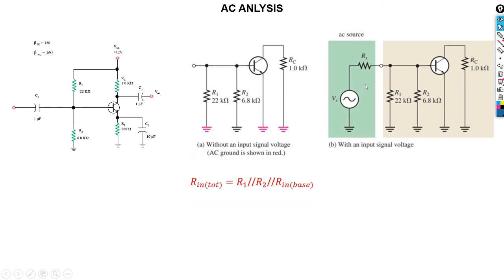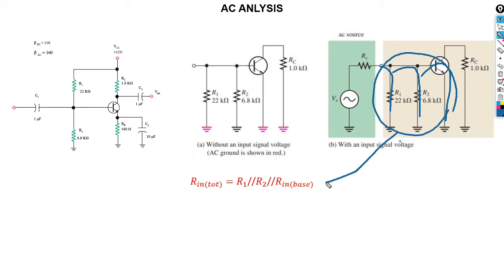So let's have a look at what will happen under the calculation. Because of this parallel we have here, we have to calculate the R in total. You have this and that. This will give us an R in total. R in total is basically a parallel of what? R1, R2, and R in base. How do we calculate our R in base? R in base is going to be beta AC times R emitter.